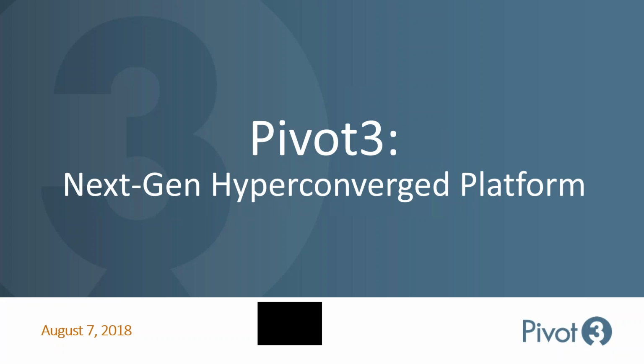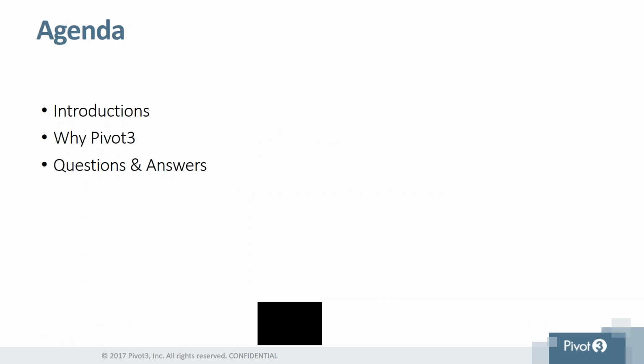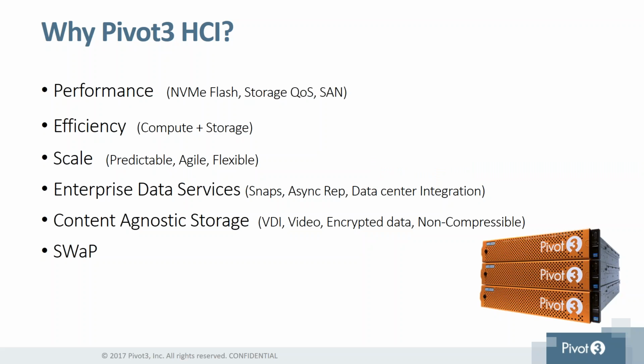Today we're going to walk through the Pivot3 platform and how the advantages can really help customers when they're looking at hyperconverged infrastructure versus, say, other hyperconverged platforms out there or that traditional SAN storage architecture. So first thing we're going to talk about is some of the key advantages of Pivot3.